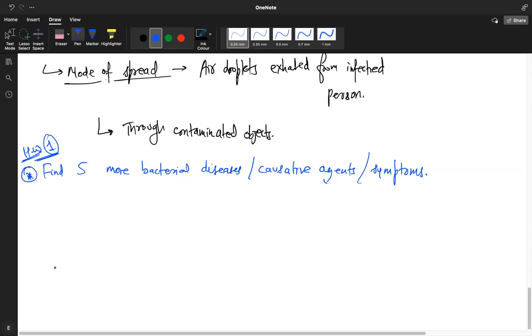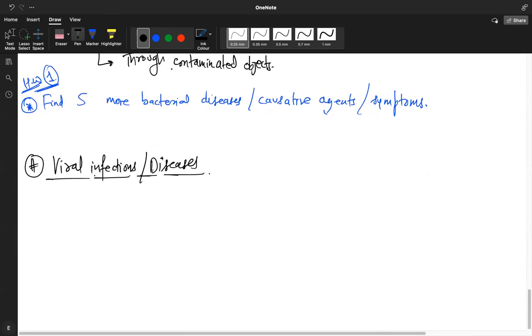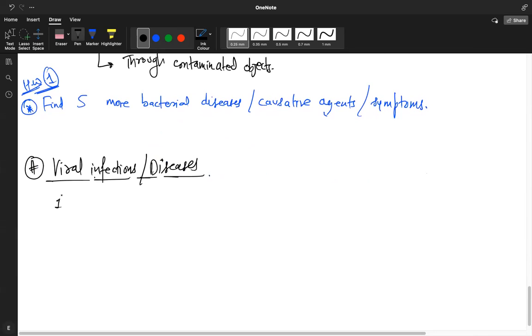Now let's come to some viral diseases. So viral infections, viral diseases. Most common that we are suffering from now, for more than 2 years, is COVID. So let's quickly talk about COVID. What happens in COVID? What is COVID? This might come up because it's a very new thing. So the world, all exams are asking questions on COVID.